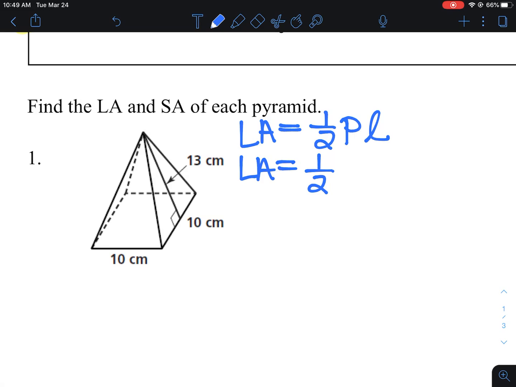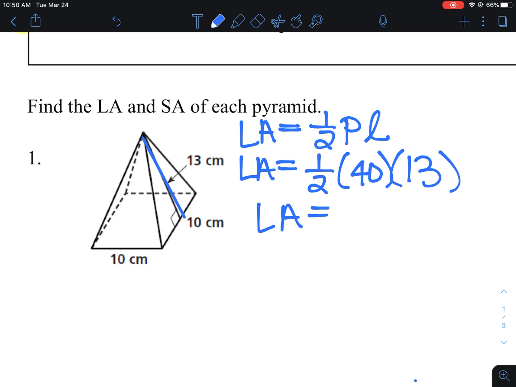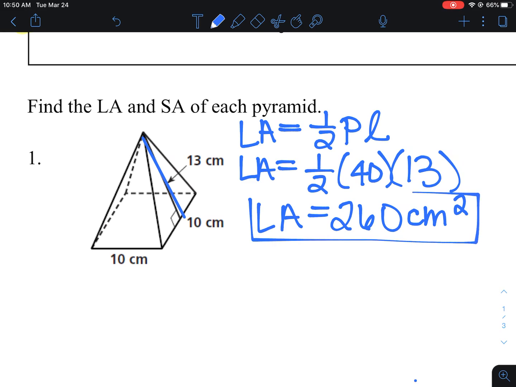Well, you can see that that looks like a rectangle, but it's really a square since it's 10 and 10, right? That would mean all the sides are 10. So that would mean the perimeter of the base, 10 times 4, right, since there's 4 sides, would be 40. And then the slant height, you can see there, is that 13. It's this right here that's going along the edge, right? So that slant height is 13. So the lateral area, when you do 40 times 13 and then divide that by 2, that's 260 centimeters squared.